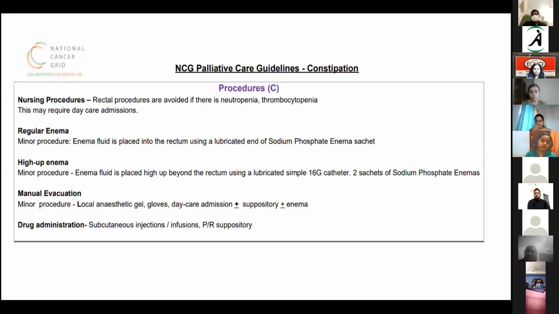Now, high up enemas require a bit of skill set as well as explanation to the nurse who is going to be doing it, because you need to use a lubricated catheter, usually not a very large bore, 16 gauge catheter. Earlier in India, we used to have a simple rubber catheter, but that's no longer available right now. So any single 16 gauge catheter that we have can be used to be placed high up into the rectum, and then sodium phosphate enemas can be given.